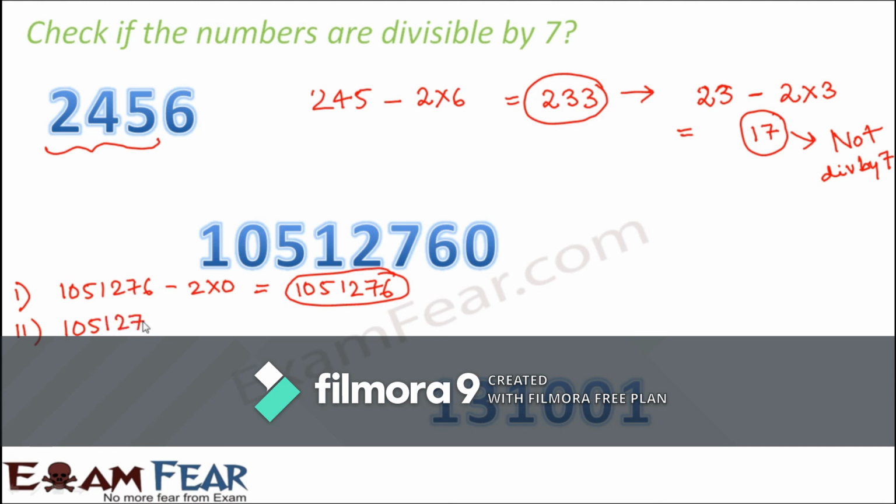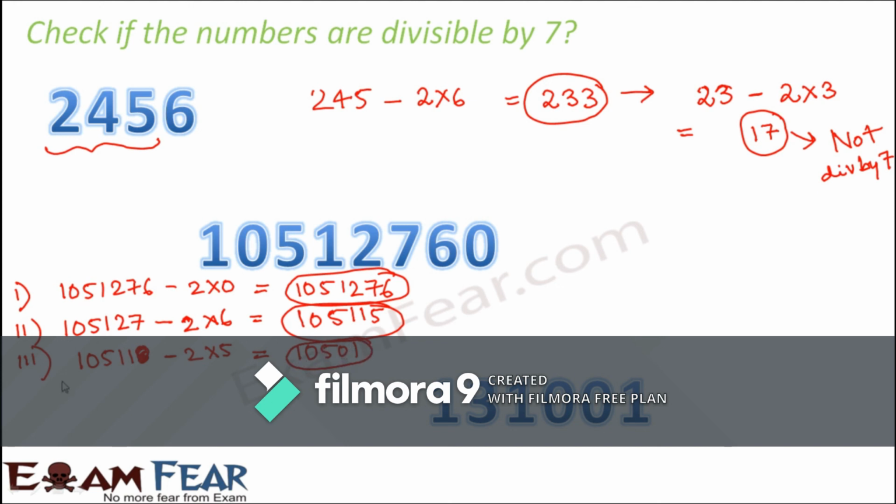We consider the entire number except the last digit and then subtract 2 times the last digit. So 2 into 6, that would be 12. So once we subtract 12 from this, we get 105115. Again, we are not sure if this would be divisible by 7 or not. So we repeat the process. 105115. We leave the last digit, minus 2 into 5, which is 10. So this gives us 10501.